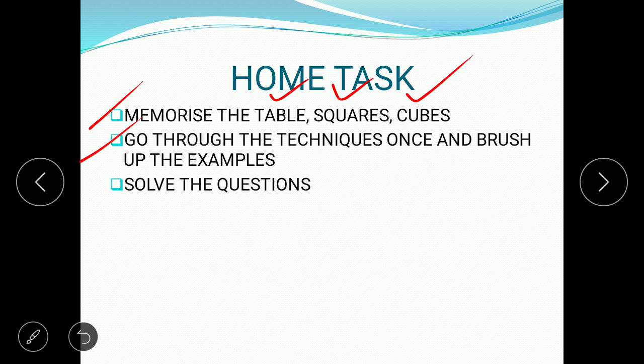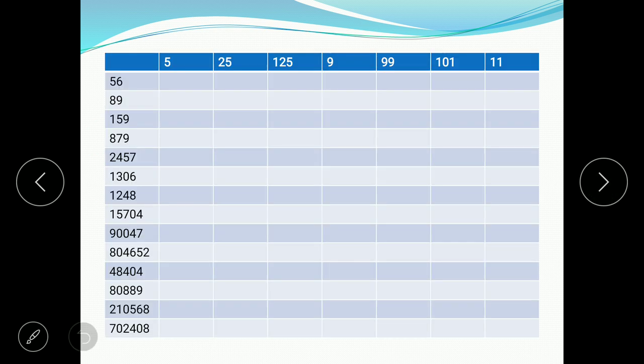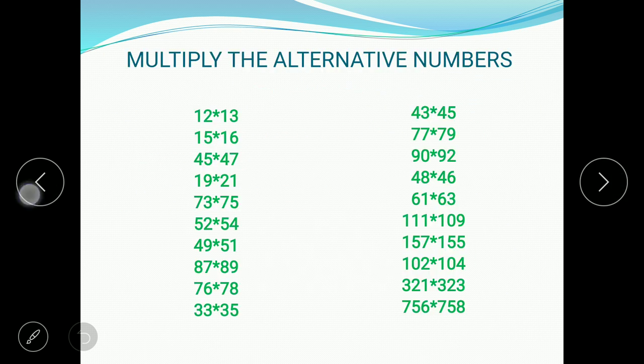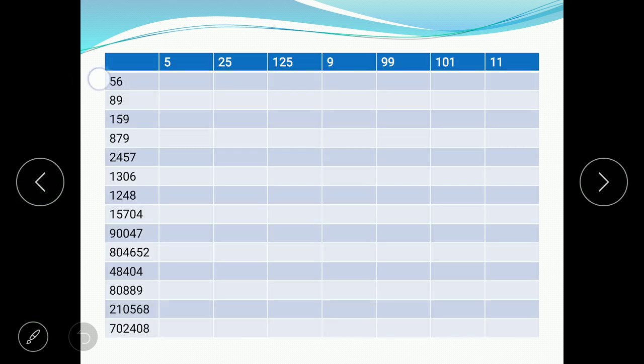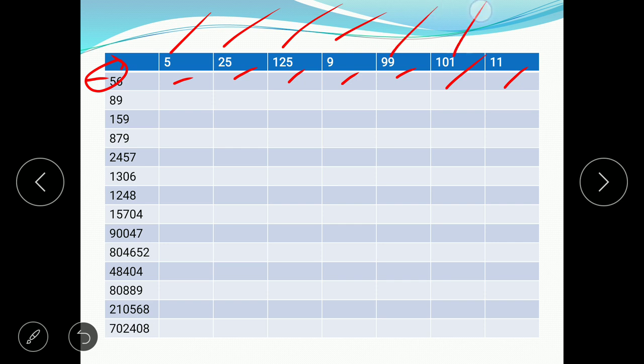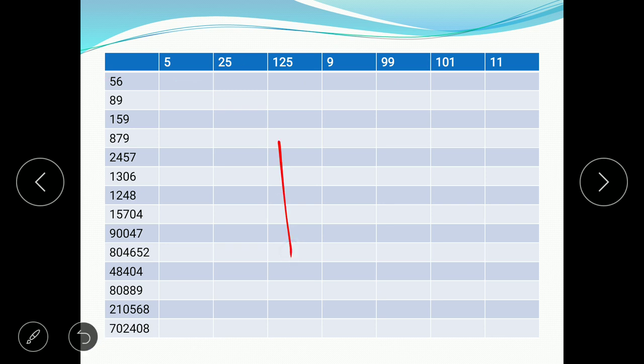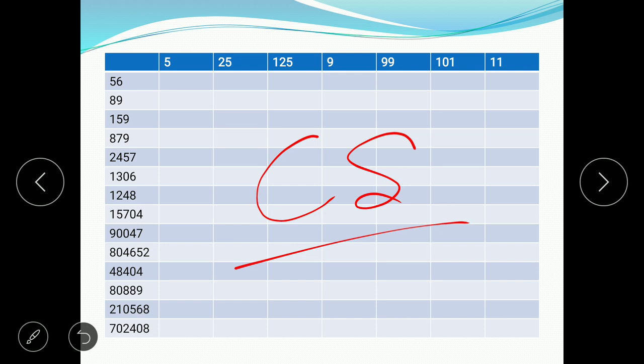Go through the techniques once and brush up the examples. Solve the questions. In the next slide I have given you some questions, first this one and second this one. Multiply 56 by 5, 25, 125, 9, 99, 100, 111. So you see, you are taking only one number and you are getting 7 results. You just answer this to me in the comment section. This will be your homework.